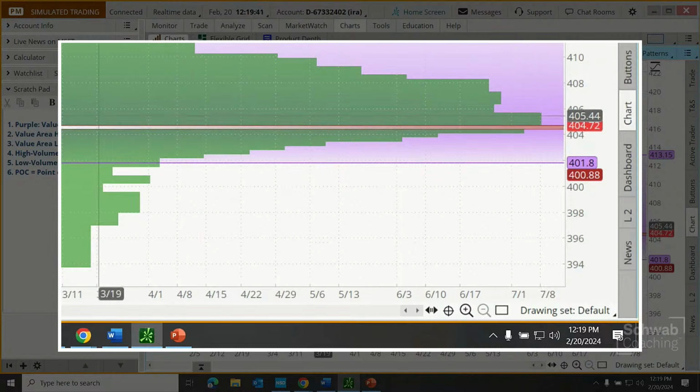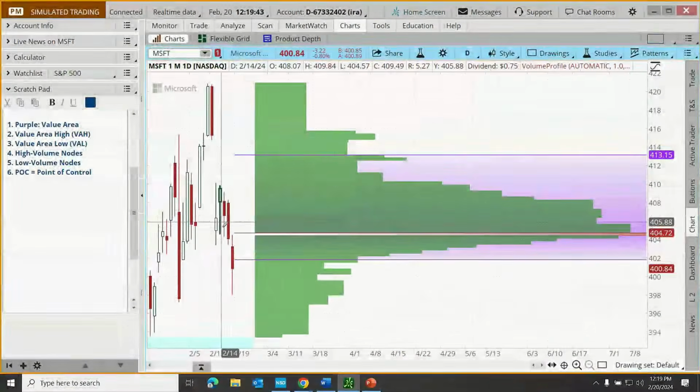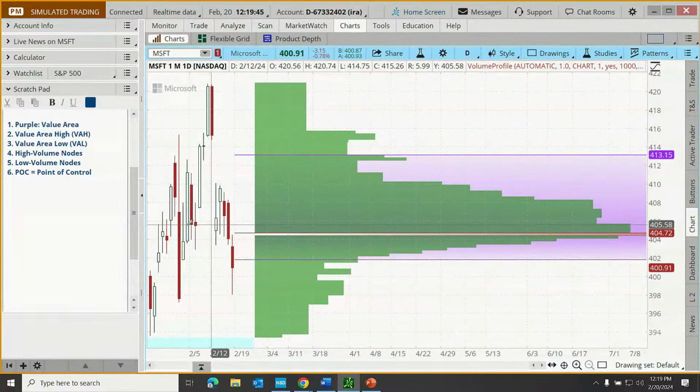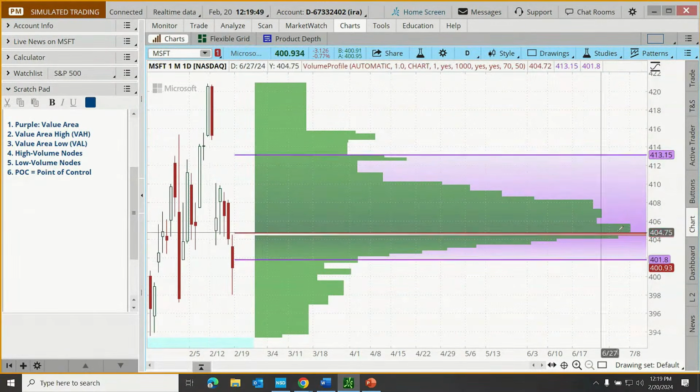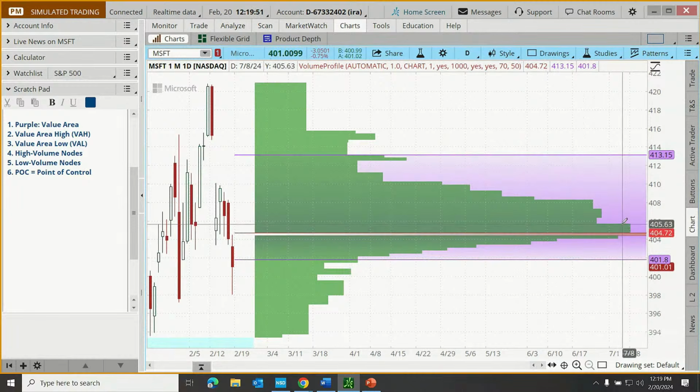Well, that's telling us the length of this is determined by the total volume over the last month of trading that happened between 404.75 and 405.70-ish. That happened within about that dollar range. That's how we determine the length of those nodes.